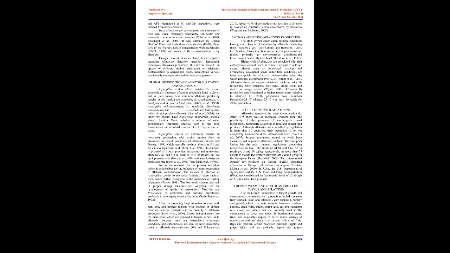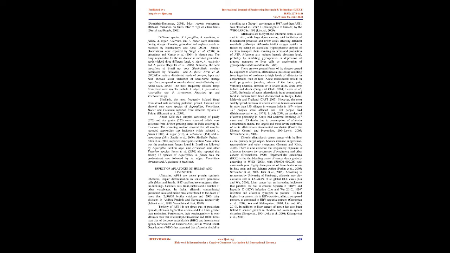Aflatoxin-producing fungi are native to warm arid, semi-arid, and tropical regions, with changes in climate resulting in large fluctuation in the quantity of aflatoxin producers, Bach et al., 2004. Maize and groundnuts are the main crops exposing humans to aflatoxin because they are extensively consumed worldwide and unfortunately are also the most susceptible crops to aflatoxin contamination, Wu and Khlangwiset, 2010. About 40% of the productivity loss due to diseases in developing countries is also exacerbated by aflatoxins, Wagacha and Muthomi, 2008.